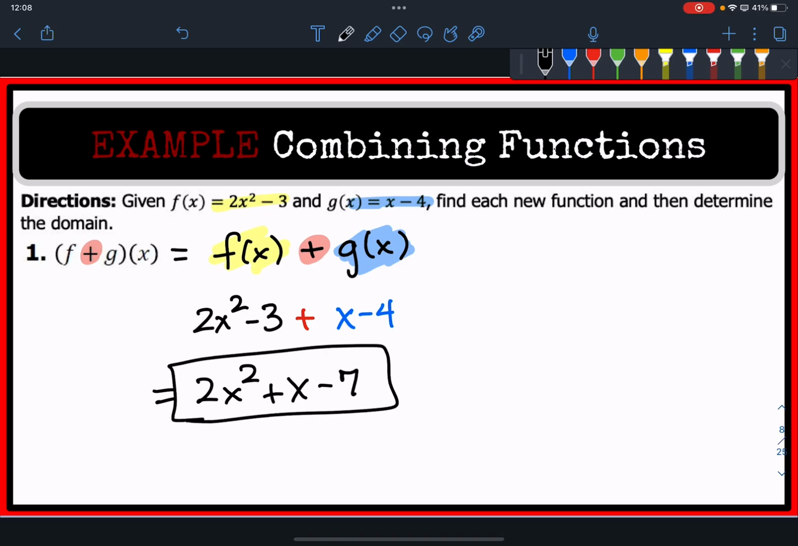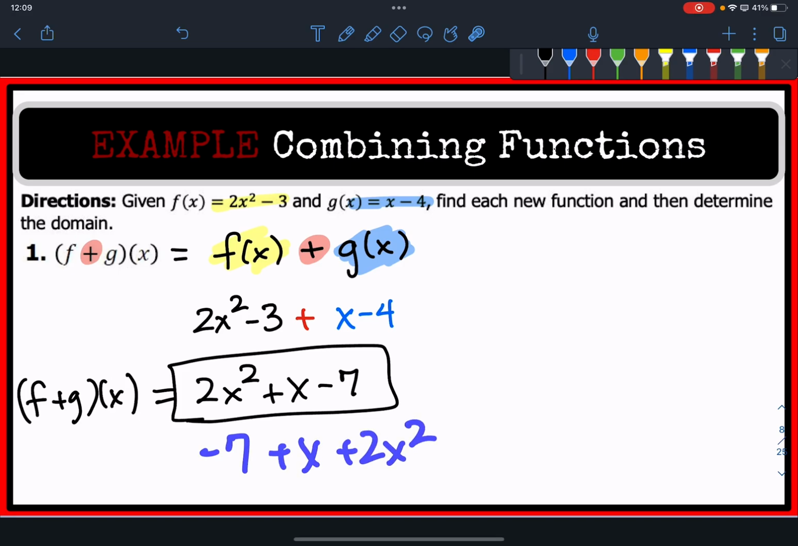So this is my answer. This is what f plus g in terms of x equals: 2x squared plus x minus 7. And again, minus 7 because I combined these two terms. So negative 3 minus 4 equals negative 7. And again, the order doesn't matter. I put them in this order here, but if you wrote them in a different order, like this, that's also going to be correct.